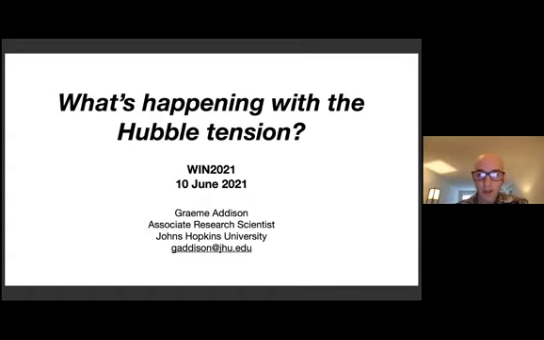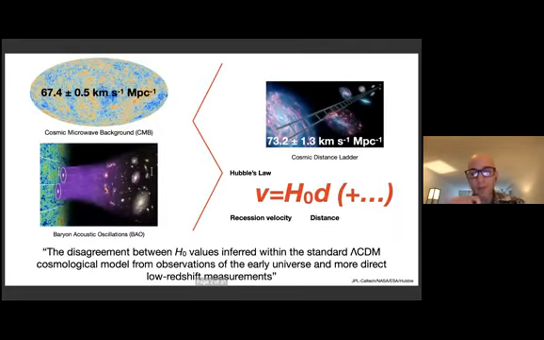I want to start by just trying to summarize in one admittedly quite long sentence, what is the Hubble tension? So I've had a shot at this in the sentences at the bottom of the slide. So the Hubble tension is the disagreement between H naught values inferred within the standard lambda CDM cosmological model from observations of the early universe and more direct low redshift measurements.